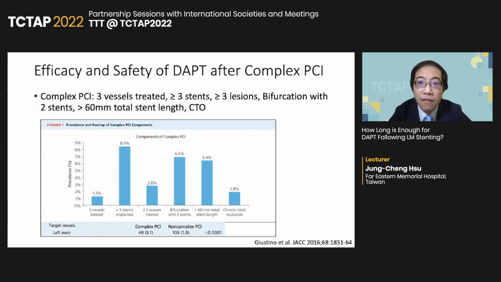Efficacy and safety of DAPT after complex PCI. Dr. Giustino has published in JACC 2016. They defined complex PCI, including triple vessels treated, more than 3 stents, more than 3 lesions, bifurcation with 2 stents, or over 60 millimeter total stent length, or a chronic total occlusion. In this trial, the complex PCI composed about 5% of the group.